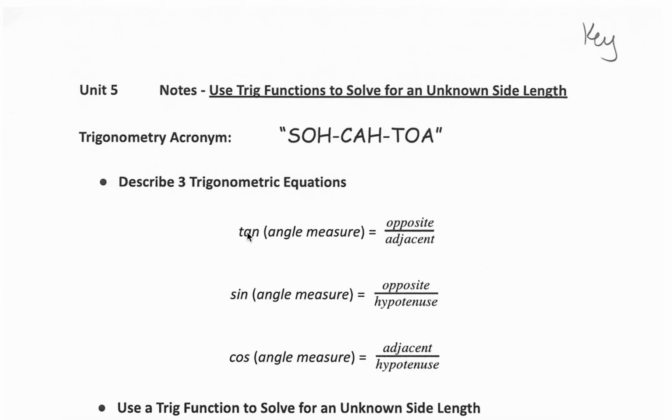For example, tangent, or TOA here. The O and the A stand for the opposite and adjacent sides. So the tangent function uses opposite and adjacent sides. Sine, or SO here, is reminding us that the sine function uses opposite and hypotenuse sides. And then the last thing, CA: C for cosine, A for adjacent, H for hypotenuse. So this part of our acronym is reminding us that the cosine function uses adjacent and hypotenuse sides in its ratio.